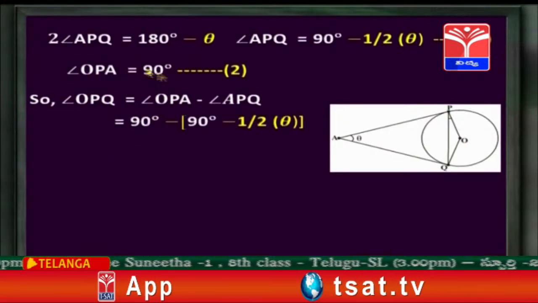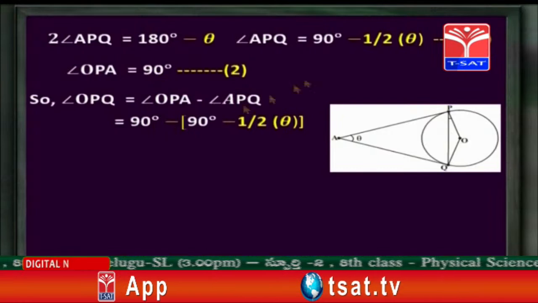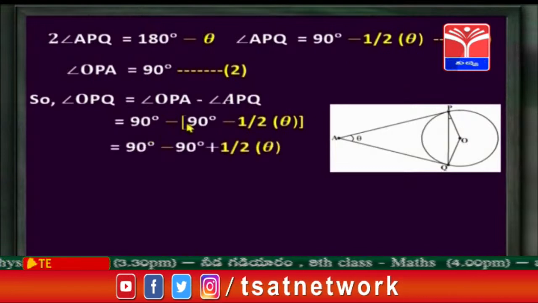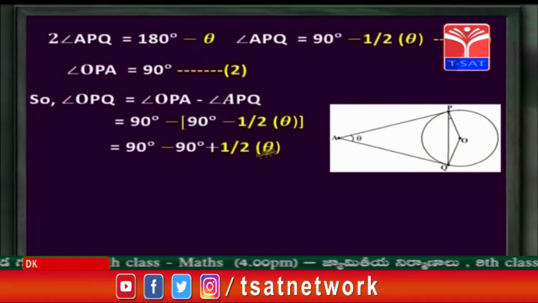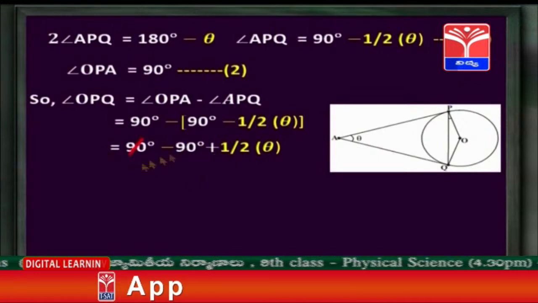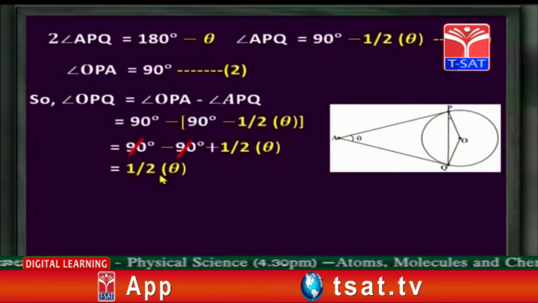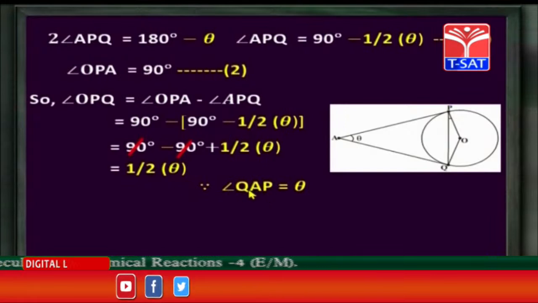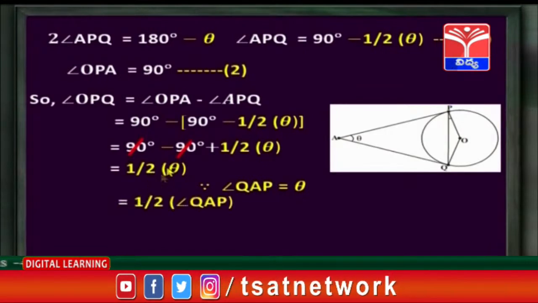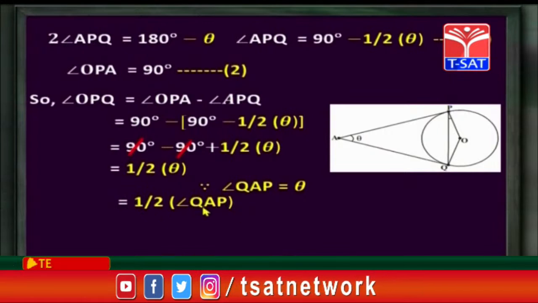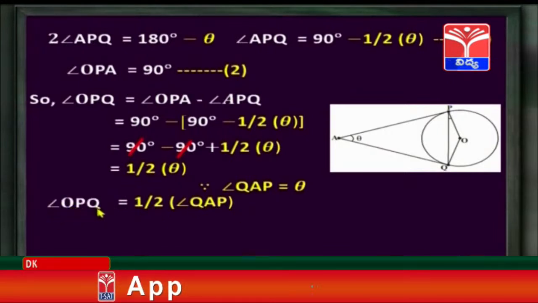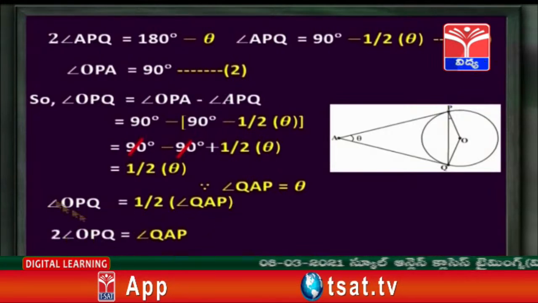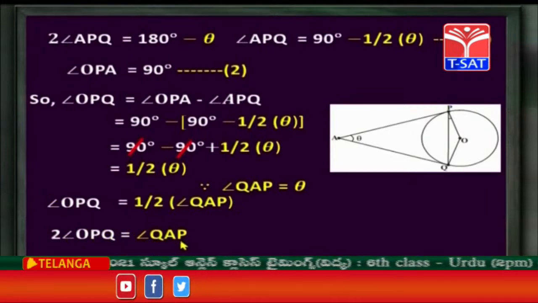So, what is OPA? OPA is 90, and APQ I got from equation 2 as 90 minus 1 by 2 theta. So, 90 minus 90 plus 1 by 2 theta. So, 90 can be cancelled. So, finally, I am getting OPQ as 1 by 2 into theta. So, what is theta here? Theta is angle QAP. If I substitute here 1 by 2 into angle QAP, which is equal to angle OPQ. So, OPQ is equal to half of QAP, which I can write as 2 OPQ is equal to angle QAP.